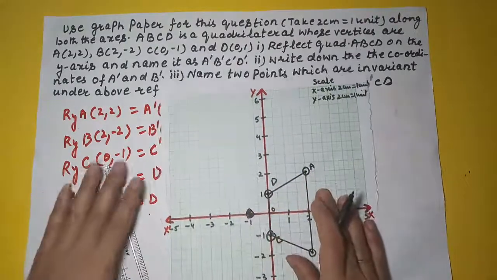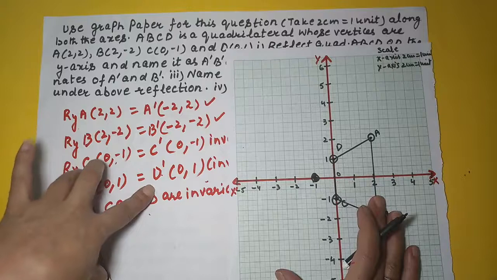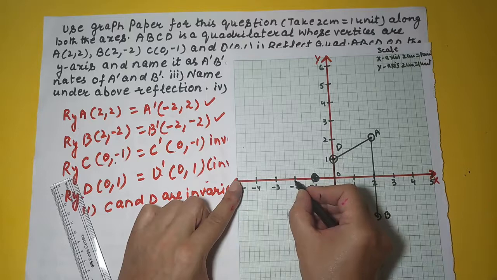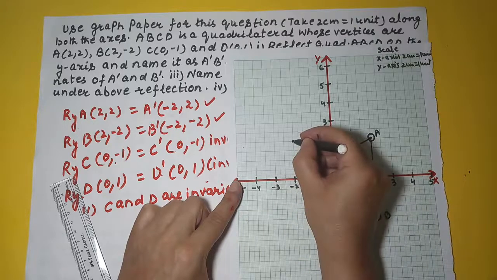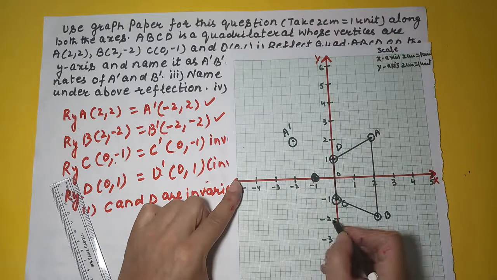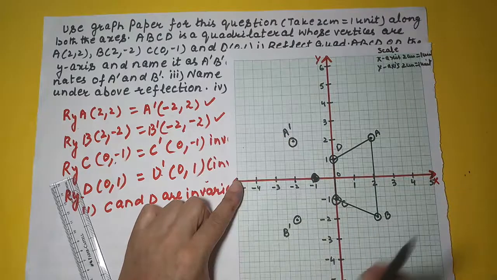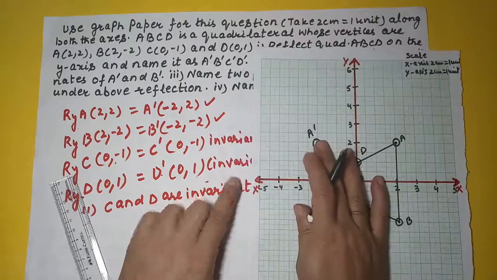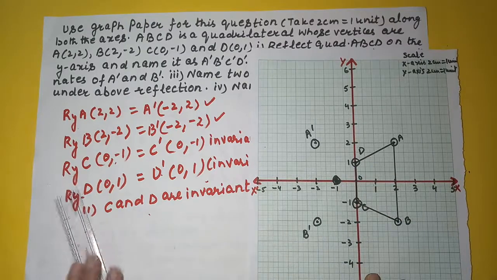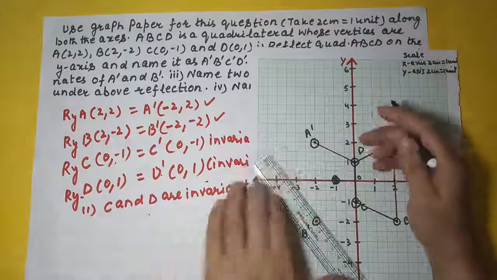Okay, then we have to plot the points A dash, B dash, C dash and D dash also. So what is my point A dash? Minus 2 and plus 2. X is minus 2 and y is plus 2. So that means here this is my point A dash. Okay, then B dash is minus 2 and minus 2. So it is here. This is my point B dash. C dash is same, 0 and minus 1. There is no change, right? Because that was invariant. So it will lie here only. And D dash is also same. That means it will lie here only, right? So let me join these now.